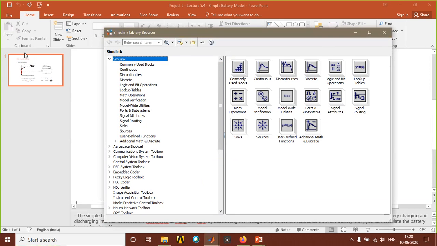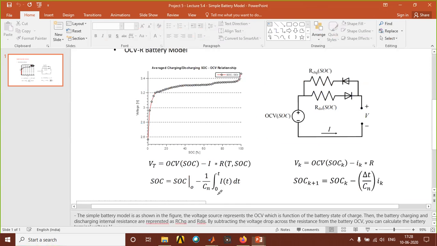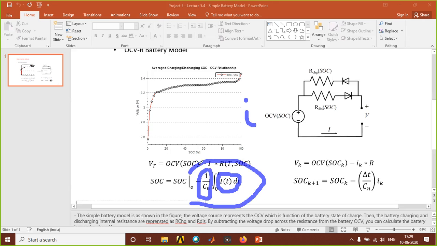So I'll minimize it. As I already told, first I'm going to integrate my current. Once I integrate my current, I'll get this. First I'll have small i, which is the current in ampere. After integrating that, I'll get the integration of the particular current. After that, I'm going to multiply that value with my gain. The gain value is 1 by Cn. After doing this, you will have your Simulink model to give you SOC.